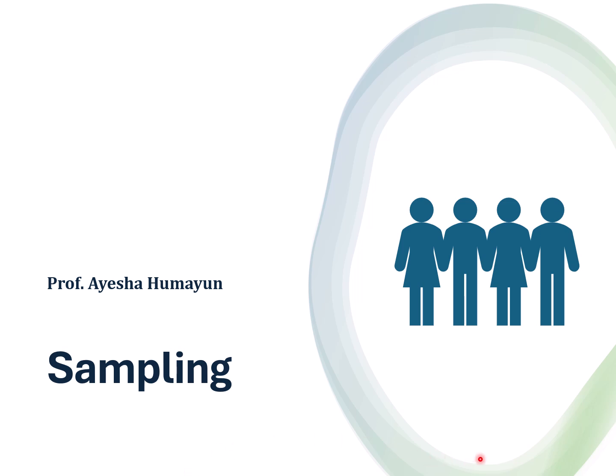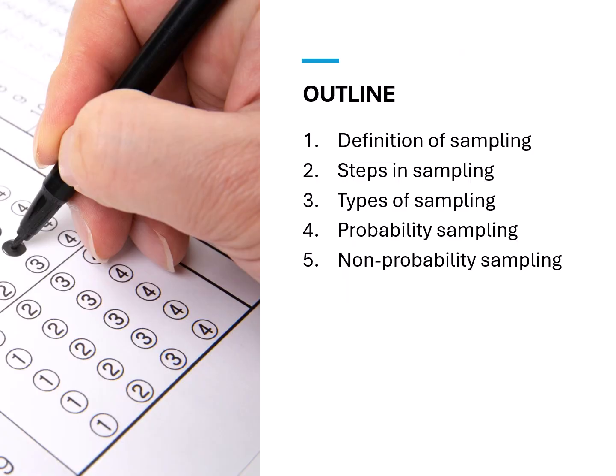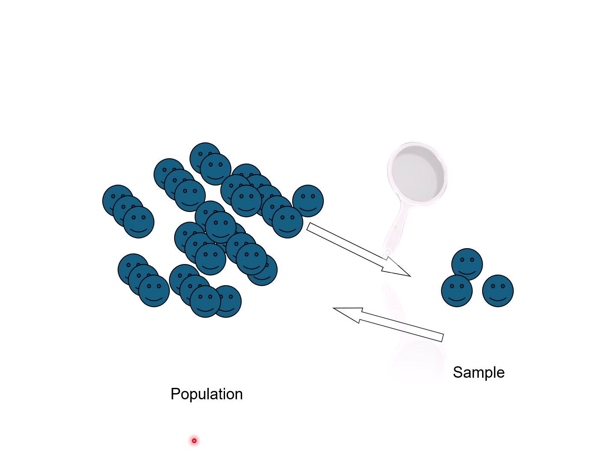Today we are going to discuss sampling. So the definition of sampling, steps in sampling, types of sampling, which includes probability and non-probability, we are going to discuss in subsequent slides. The concept of population is very important.